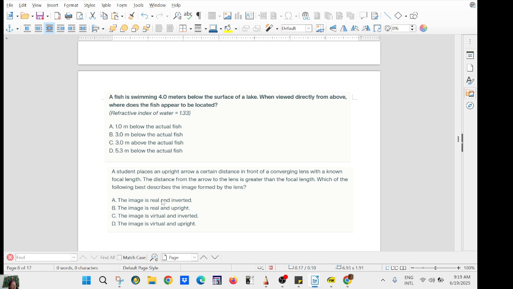Okay, so here again with the lens, the distance from the arrow to the lens is greater than the focal length. So you can pause the video, but it's a converging lens. So the image will be real and inverted.